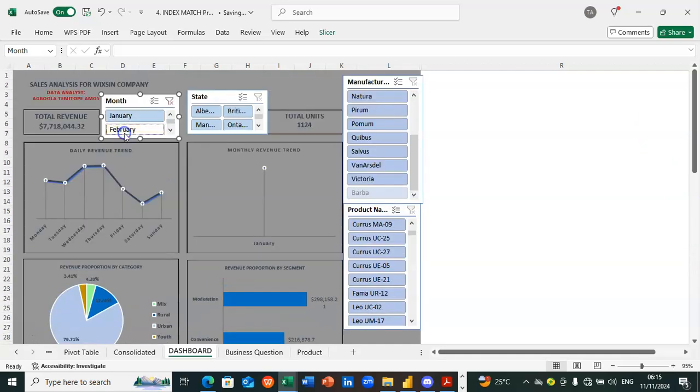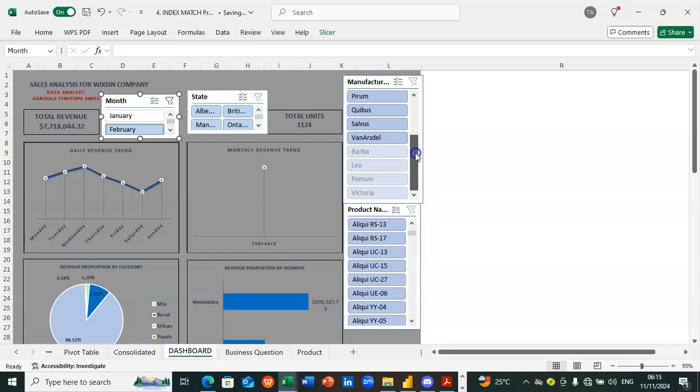What we have in February: not all the manufacturer products were sold by the company in February, because all these other products were not sold in February. And you see the list of the products sold in February. All these were not sold because they did not make use of this manufacturer during that period. So you can go through February and see those that actually gave them the revenue needed.